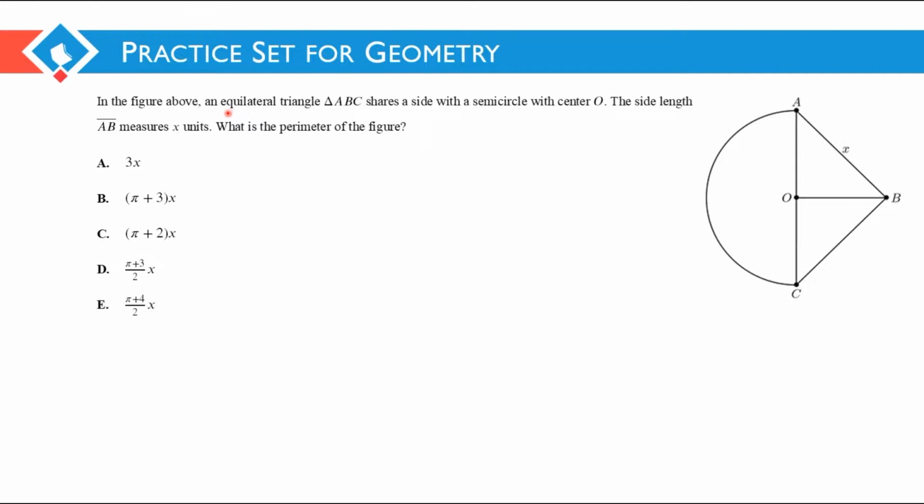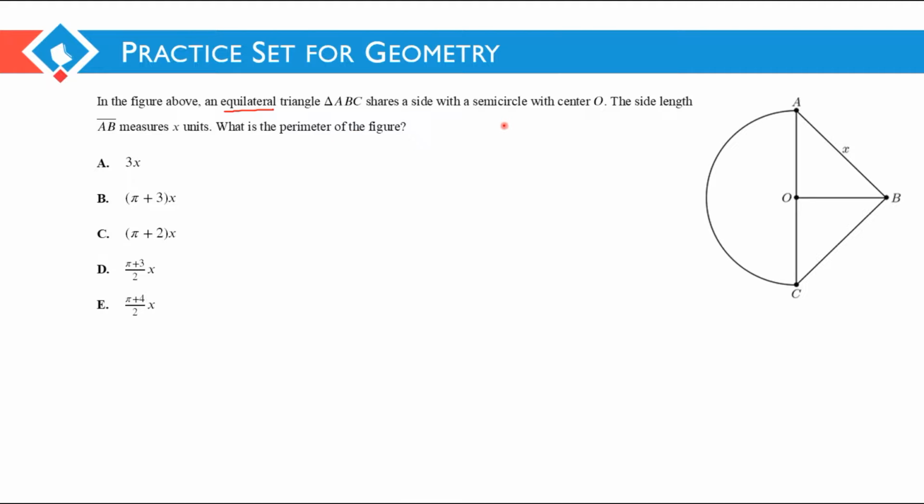In the figure above, an equilateral triangle, triangle ABC, shares a side with a semicircle with center O. So this is the center of the circle right here. The side length AB, segment AB, measures x units. That's this right over here. So this is x units. What is the perimeter of the figure?